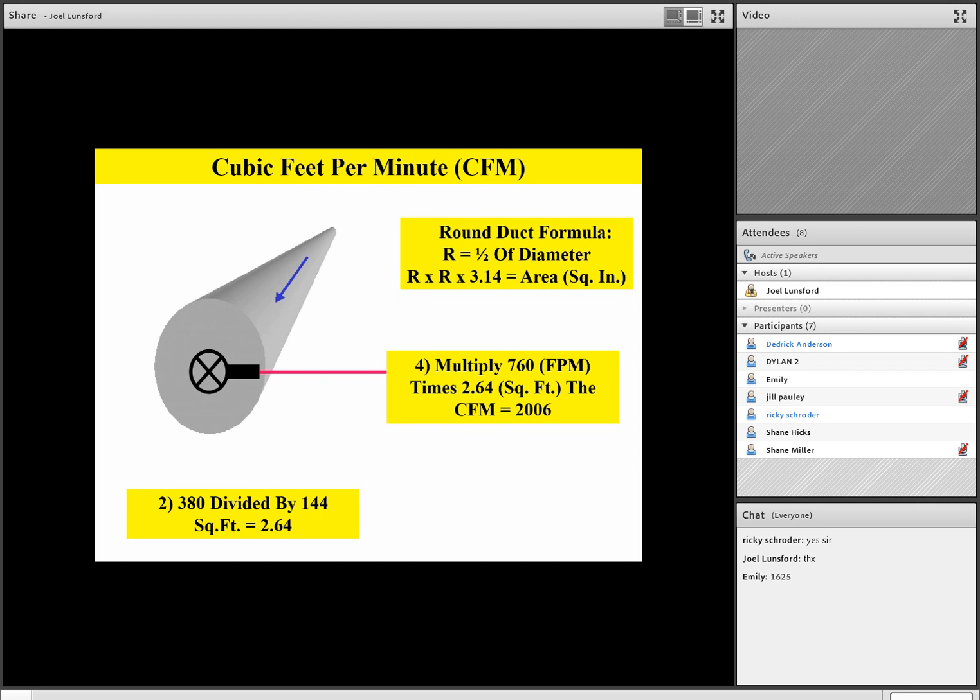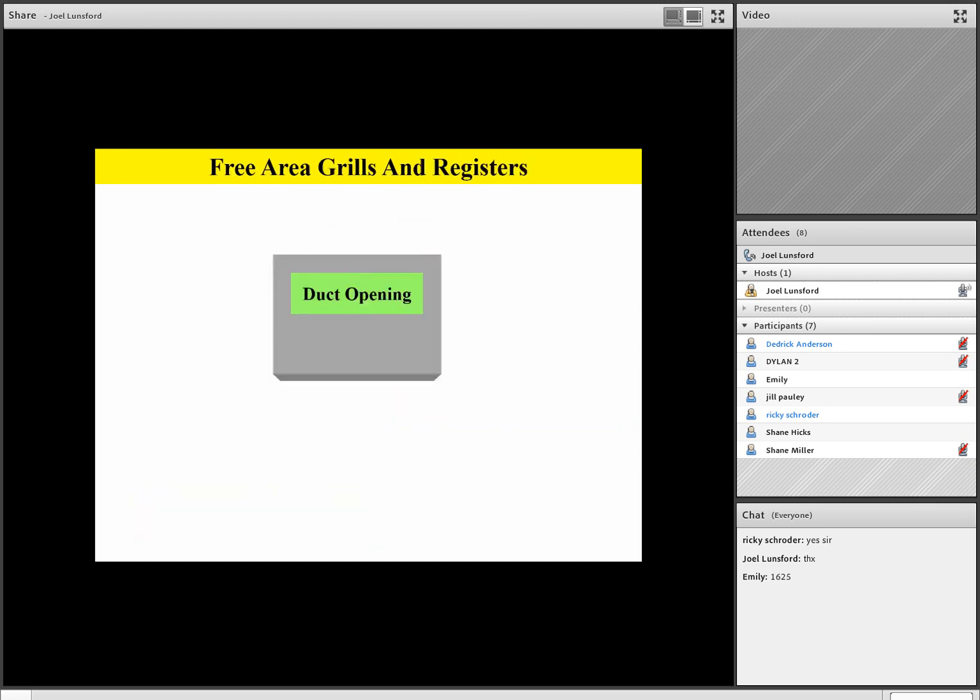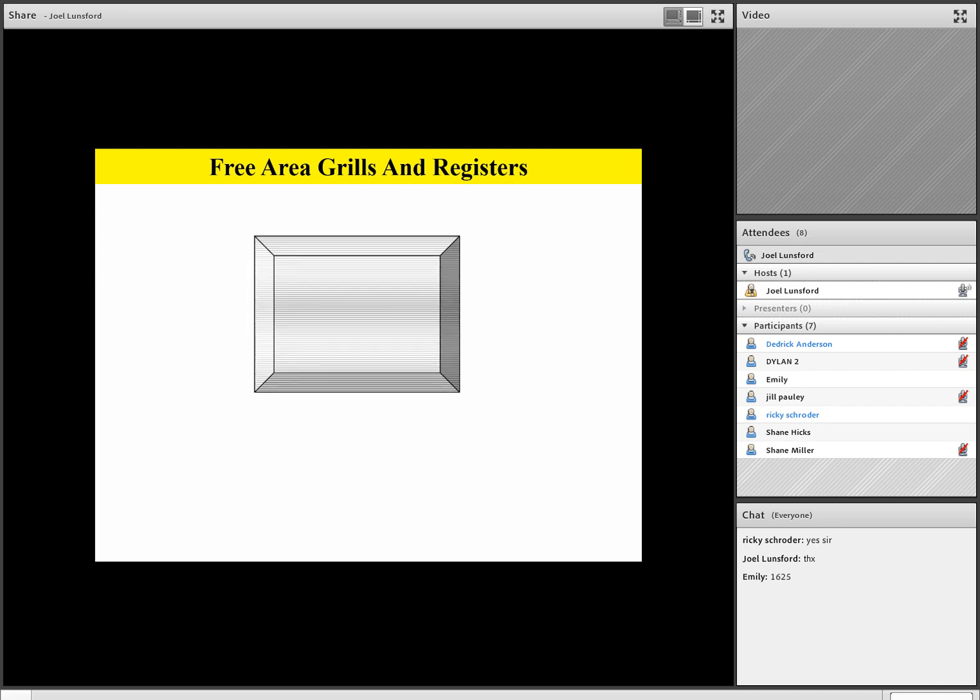Okay, so let's say, for instance, we have a free area of a register and a grill. This is something very important that we need to recall: you're not going to have just a raw duct opening going into a space. You're going to have some sort of grill or register over that duct opening. So once we put a grill or register over the end of that duct, we're going to change the dynamics of the air coming through that grill or register.